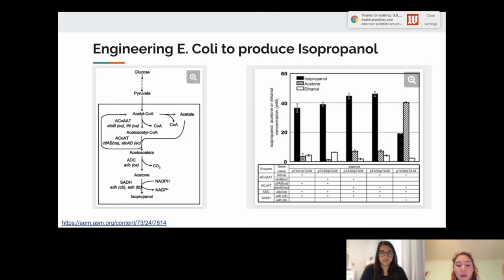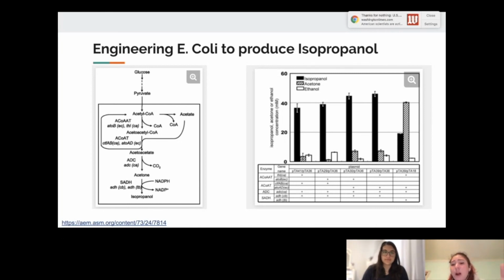After that, moving a little bit further, we can see that ADC from Clostridium A is used, which we knew was going to happen because that's the only option we have. And then finally, for this last step, ADH from Clostridium B was used instead of ADH from TB. So in summary, the genes that we have decided to use are first Clostridium A, then a gene from E. coli, then another gene from Clostridium A, and finally a gene from Clostridium B. And all of these genes that would not normally be happening during this pathway have been engineered into the pathway of the E. coli. So now the E. coli is able to produce isopropanol.